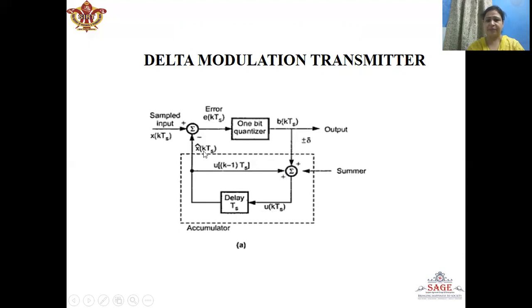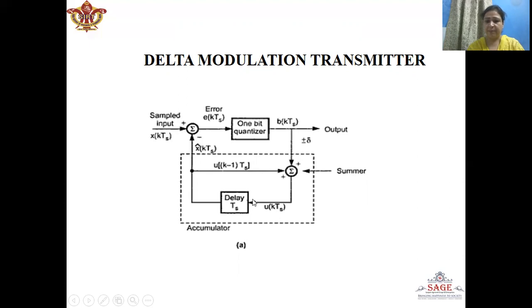This means that if the sample approximation is lagging behind the sampled input, it will be increased by that amount, which is plus delta, and will try to reach the amplitude of the sampled input, so that the difference between the present sample and the previous sample approximation can be reduced, and the difference between these two samples will be encoded into a single bit.